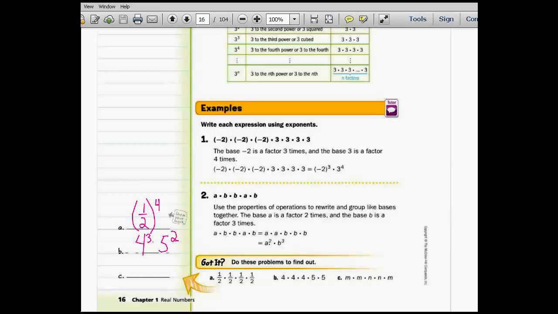And the last one, no numbers, but we do have letters. We have three m's, so m cubed, n squared. And usually on the variables, it doesn't matter which one you go first. Traditionally, they do write them in alphabetical order, but I would say it would not be wrong if you switch those around. Okay, moving on to the next page.